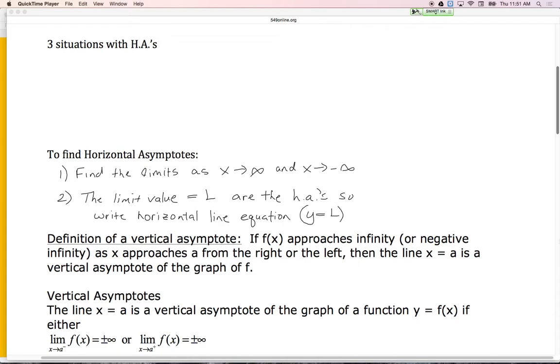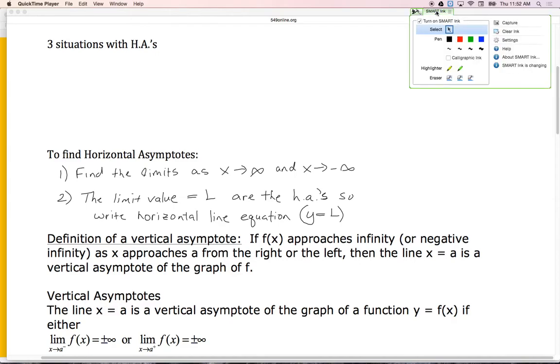So whenever we find that limit value L, whatever it is, and it is a constant, we could call it C, but I'm just calling it L for the limit value. So whatever that limit value is, those are the horizontal asymptotes. So write horizontal line equations, y equals L. Make sure you finish it and say, okay, these are the horizontal asymptotes, y equals 2, or y equals -3, or y equals 0, or y equals pi over 2, or whatever it is. Any questions? All right, good.